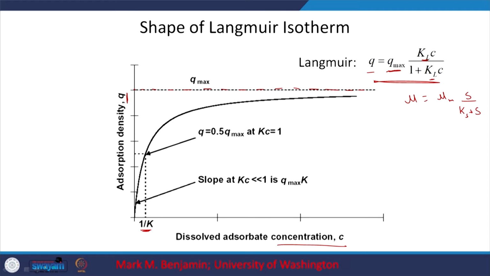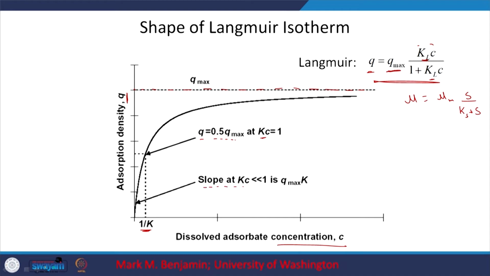But here again, similarly, we have the relevant setup. At 1 by K, Q is equal to, I guess, 0.5 Q max, at Kc equal to 1. K into C is equal to 1, I guess, right? Okay, if K into C equals 1, yes, you see that Q is equal to Q max by 2. So that's something to keep in mind, right?